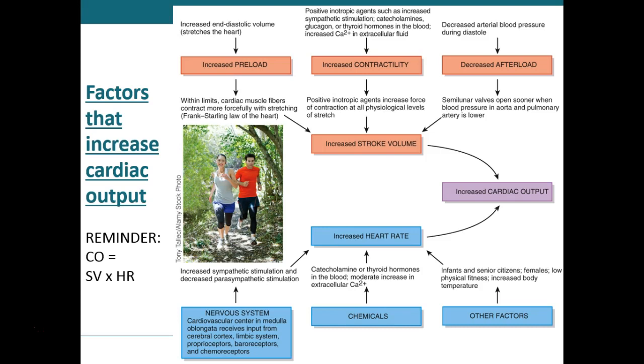So I challenge you to take a few minutes and go through this particular slide and go through each area. Increased diastolic volume stretches the heart, so the preload has been increased. Remember Frank-Starling's law of the heart and the rubber band, and how that stretched muscle is then going to contract more forcefully, and that will increase your stroke volume. So go through each one of these and understand how that affects cardiac output.